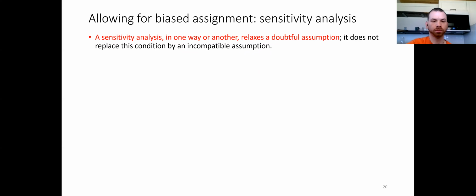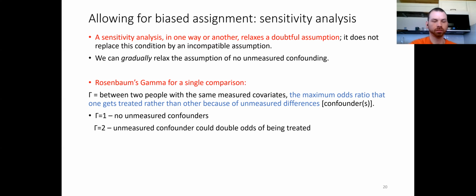A sensitivity analysis in one way or another relaxes a doubtful assumption. It does not replace this condition by an incompatible assumption. So we gradually relax the assumption of no unmeasured confounding. To do that, we're going to use an index. The index is going to be Rosenbaum's gamma, by Paul Rosenbaum.